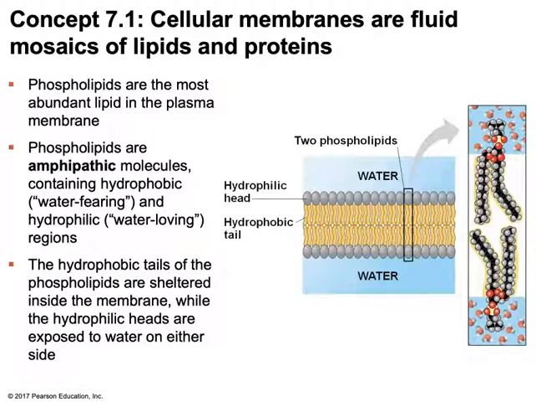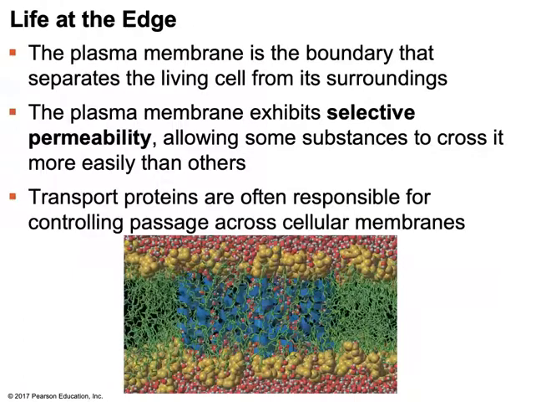The phospholipids orient themselves so that the hydrophobic tails are sheltered inside the membrane, while the hydrophilic heads are exposed to water on either side. This orientation gives the membrane selective permeability. Selective permeability means the membrane allows some substances to cross more easily than others. It's very important that you understand this concept before we continue.